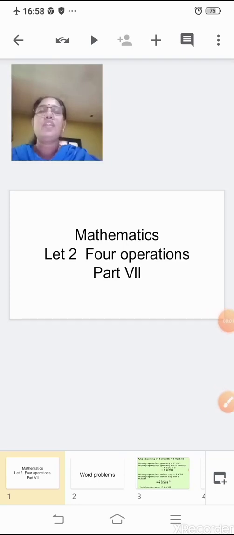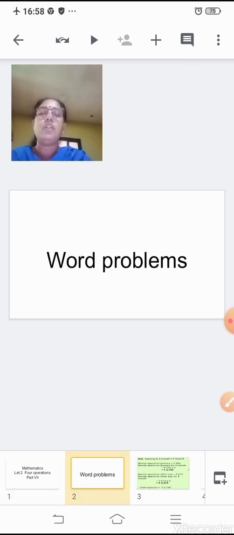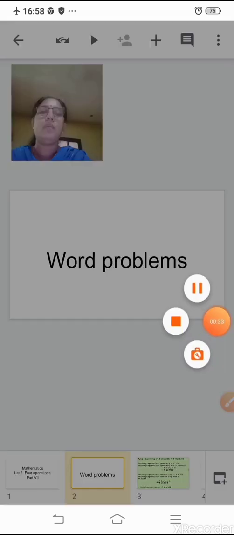Hello children. So continuing with our portion today, chapter, that is lesson number 2, operations. Today we will be doing part 7. Now children, in the last few classes we have already been studying addition and subtraction sums. Based on these addition and subtraction sums, we will be doing some word problems based on these operations. So let us continue with our word problems.